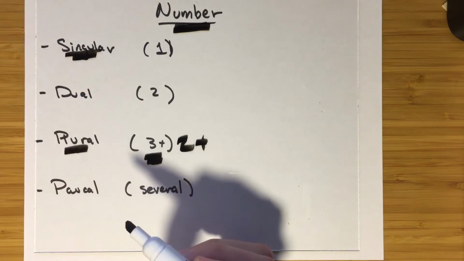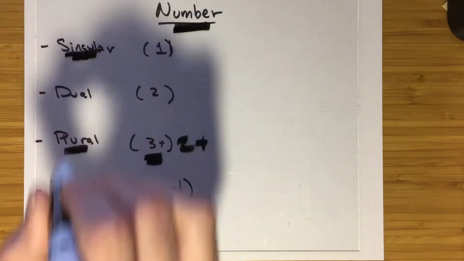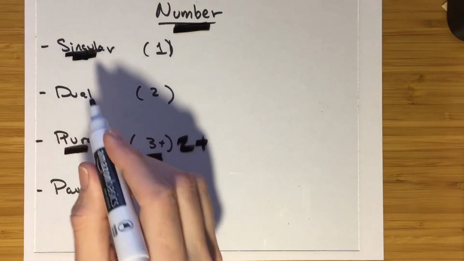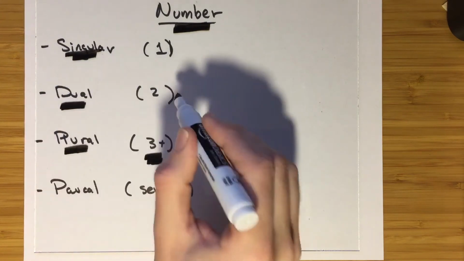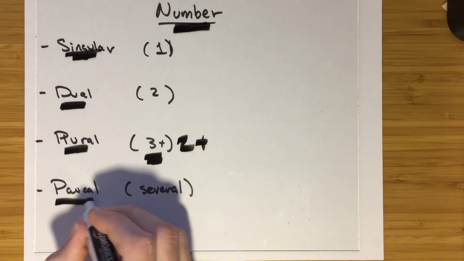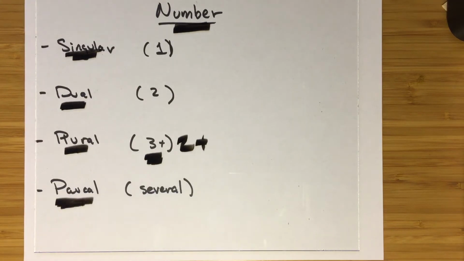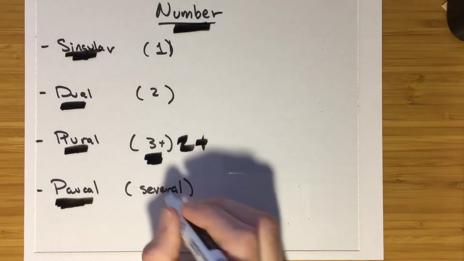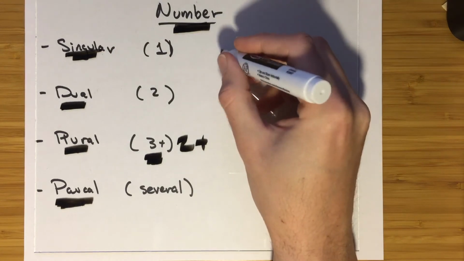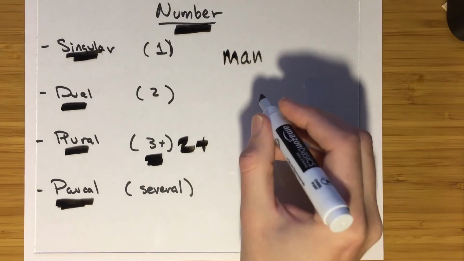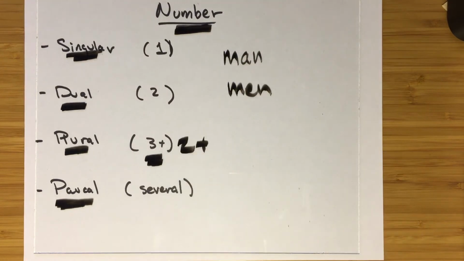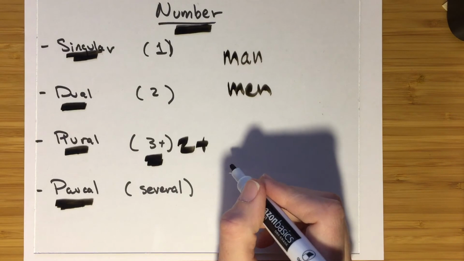English, for example, will only have singulars and plurals. There's a somewhat common number called a dual. It denotes two things. And a paucal, which is not also very common, but it does occur, which describes several things. So an example in English would be man is singular, always refers to one man. Men is plural, will always refer to two or more men.